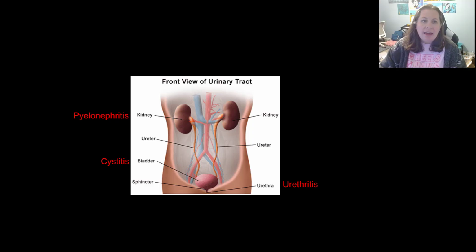So starting with the urinary system, we do want to take a look at the components of the urinary system. We do have the kidneys, the ureters, the bladder, and the urethra. And there can be infections in different parts of this system.